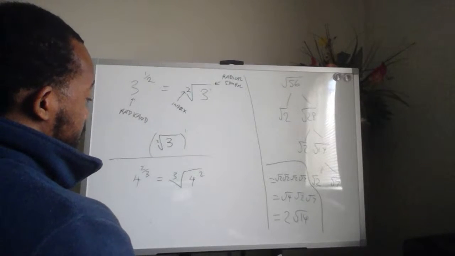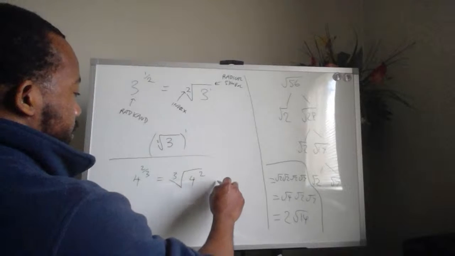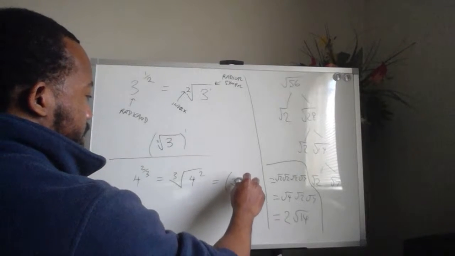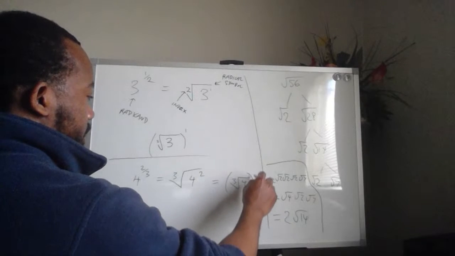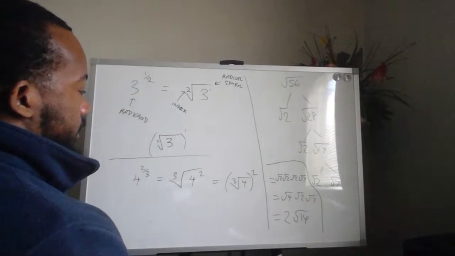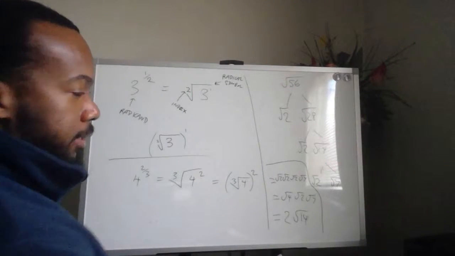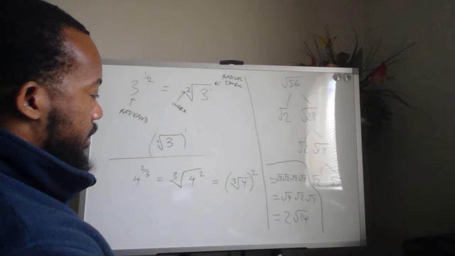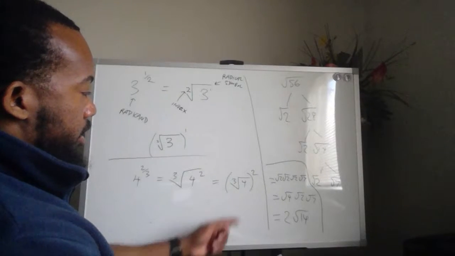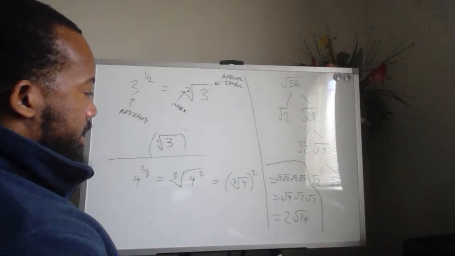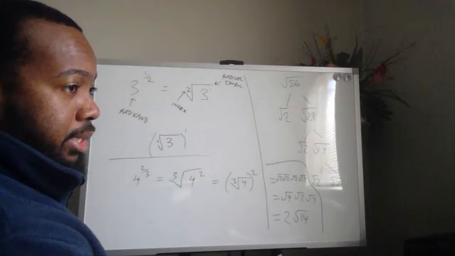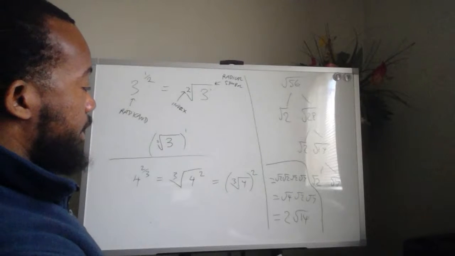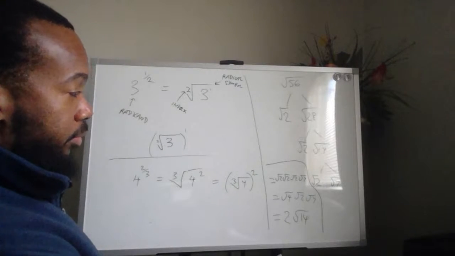I can rewrite this in another way too. This can be rewritten as the third root of 4 squared. They're pretty much the same thing. We can talk about why this is. I think there's a lesson about exponents which will explain that some more for you guys. But anyway, that's all I have time for right now.